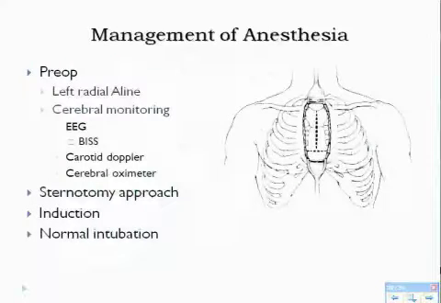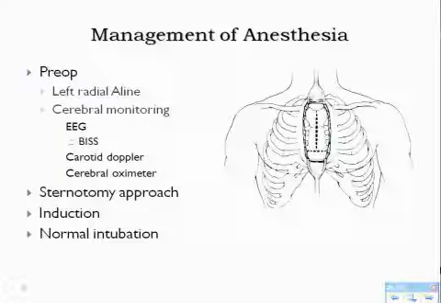Anyways, management of anesthesia for this kind of procedure: you're looking at preoperatively doing a left radial A-line. Cerebral monitoring is pretty important because you want to make sure that this person has no EEG activity. So you're trying to make them isoelectric before you put them in cardiovascular arrest and circulatory arrest. Some people use Dopplers. I don't personally use them. They're moving around too much, and it makes too much noise in the room. So instead we use cerebral oximetry or we use BIS.